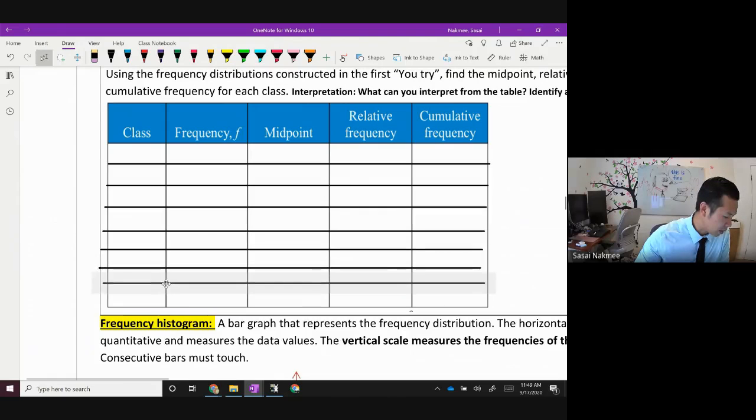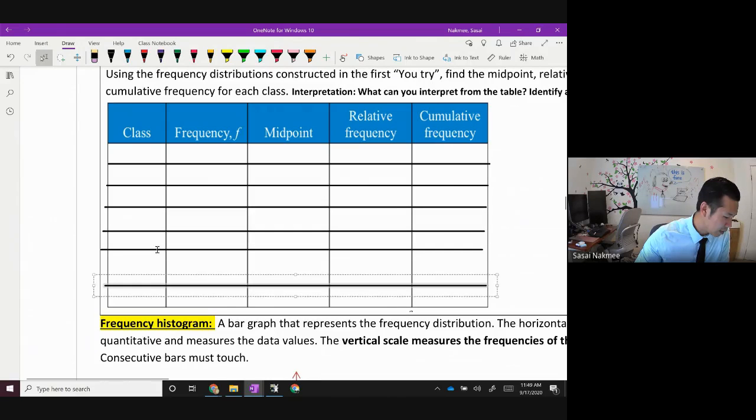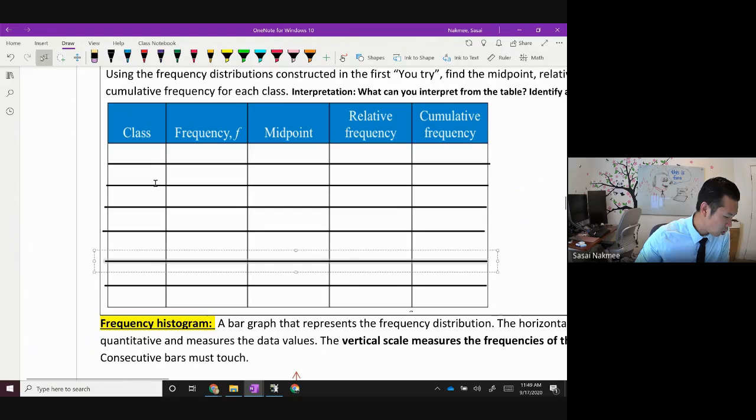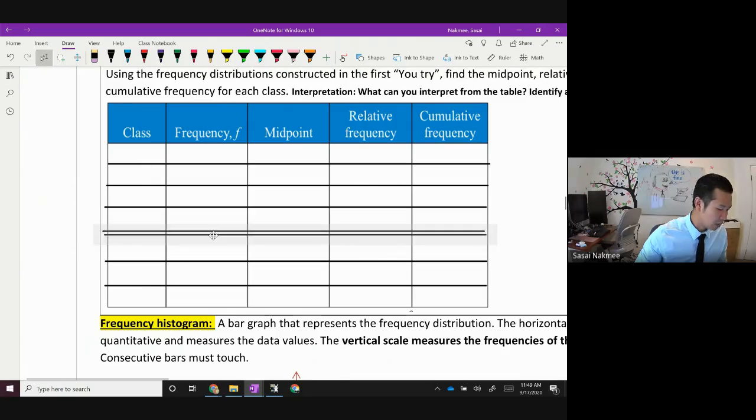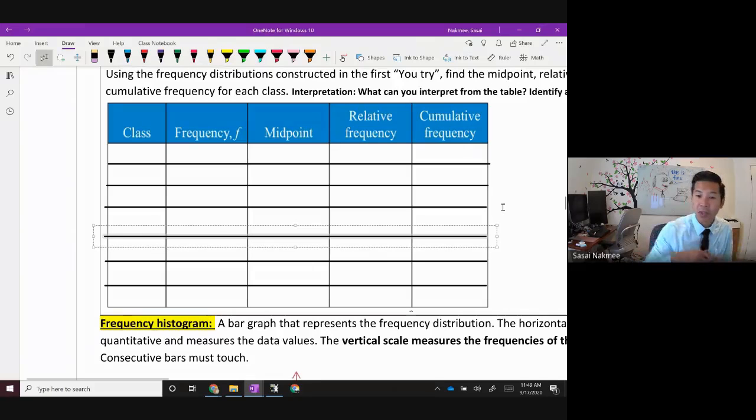I think that's 7. 1, 2, 3, 4, 5, 6, 7. 7 classes. Good. So I'm going to give you these numbers. This is from the earlier one, and I'm just going to write it down so you don't have to go back and forth. Okay? So you can copy this down here.